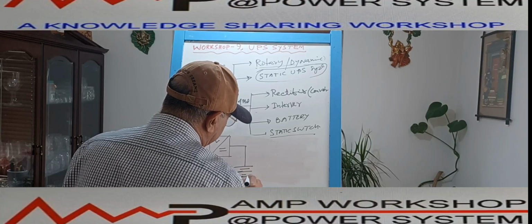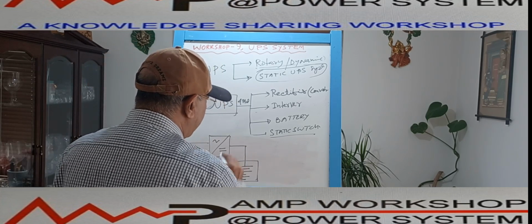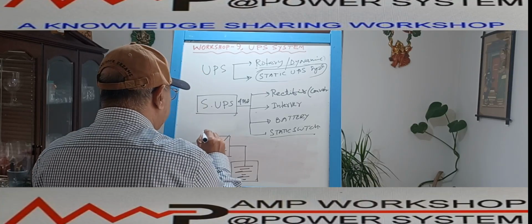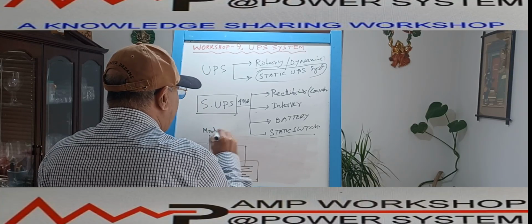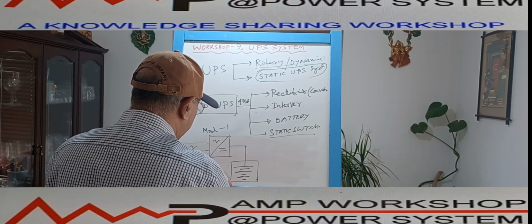This is the battery here. Okay, this is the battery. This part is a battery. That is module 3. I can say this is my module 1, as per this picture, module 1. This is module 3.